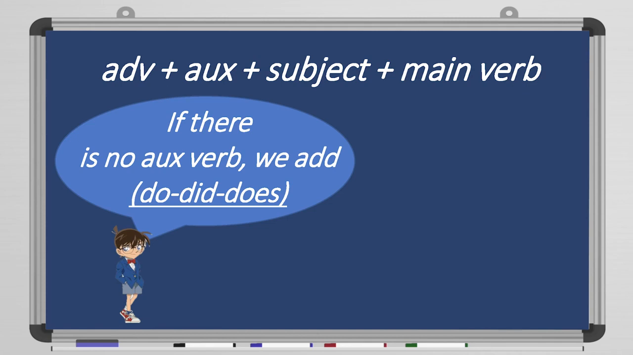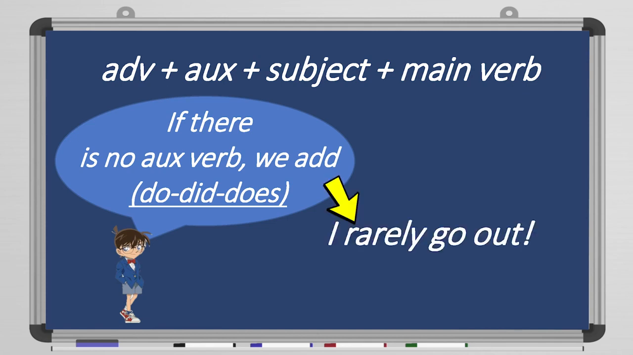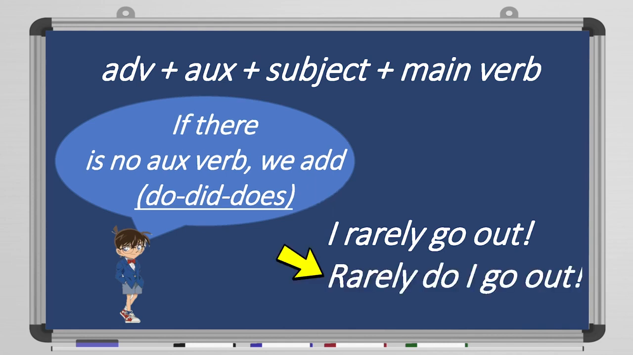So let's give you an example. I rarely go out. Is there a helping or auxiliary verb in this sentence? I rarely go out. No, there is not. So you're going to add do, did, or does. Let's see how we choose it. I is singular, the subject is singular, and go is in the present tense. So we're going with either what? Do or does. So what does I take? What do you think? Does it take do or does? Yes, you're correct. It takes do. Rarely do I go out. And this is how you form it if there is no auxiliary verb.